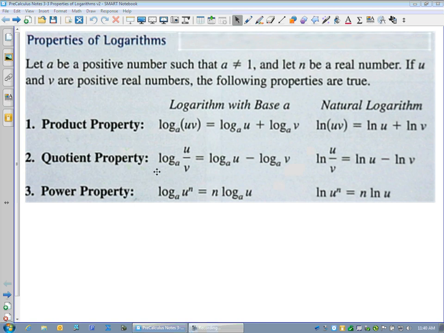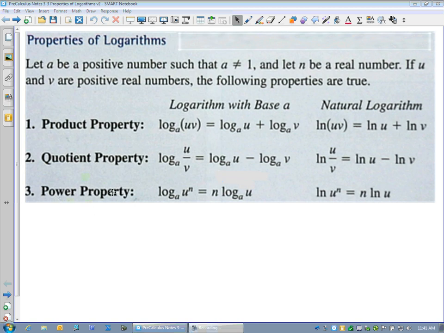Now the quotient property also allows you to break it up if your argument is a quotient, and that would simply be the log of the numerator minus the log of the denominator. So it would be numerator minus denominator. And again, they would both be in the same log base a.